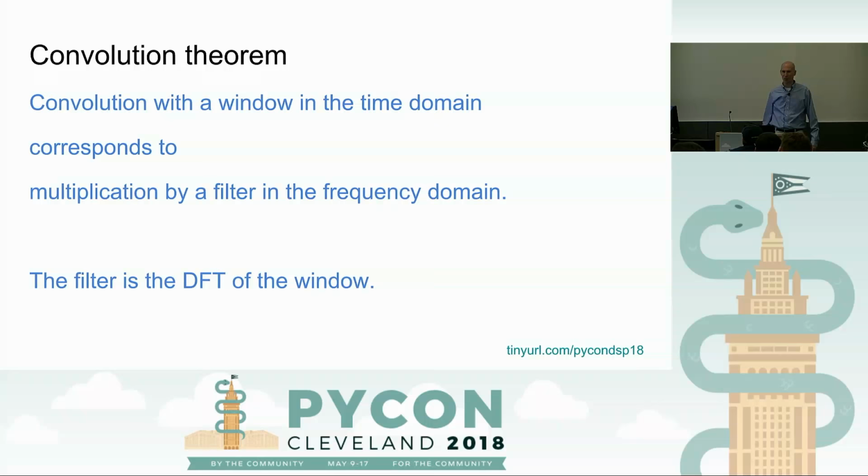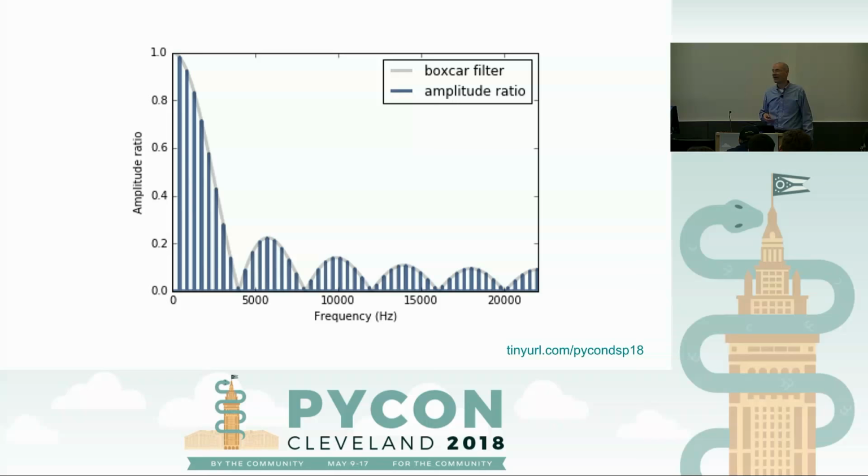That's the convolution theorem. Here is my graphical proof of the convolution theorem, which is the blue lines there. That's what I computed by taking the ratio of the output and the input. That's, in some sense, the experimental result. And the gray line is the theoretical result. That gray line is the DFT of my window. And they match up pretty well.